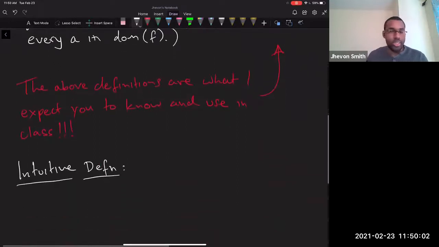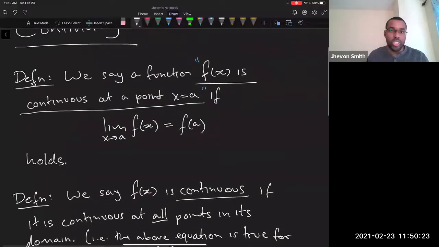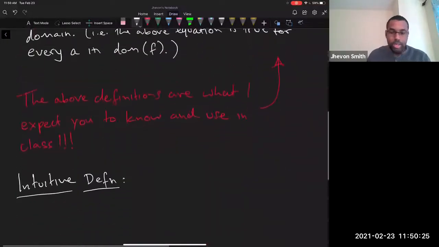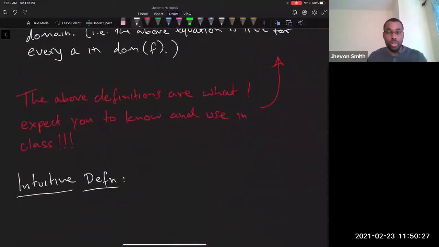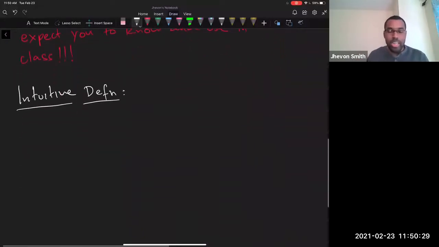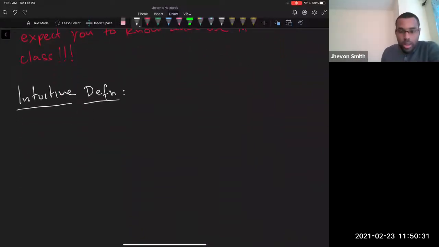So I just want to put this disclaimer here because there were times on tests where I would ask a student, show that this thing is continuous, and then they'll just write a sentence telling me some intuition that they have. Well, I feel like it's continuous because it matches this intuition I have, which is not good enough for us. Like when I ask you to show something is continuous, I want you to show that this equation is true, right? So the above is the definitions I want you to use and know. However, intuitively, what this actually means is the following.